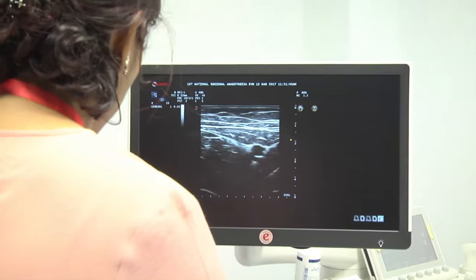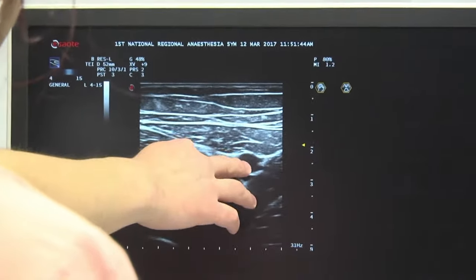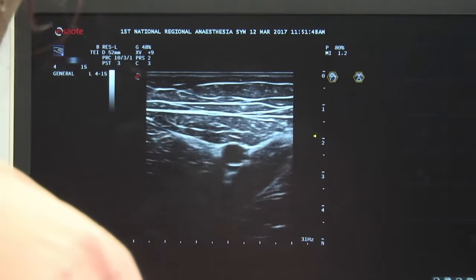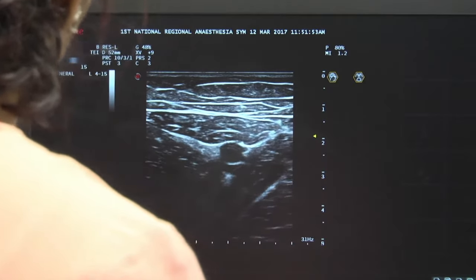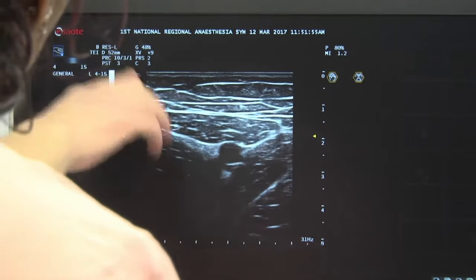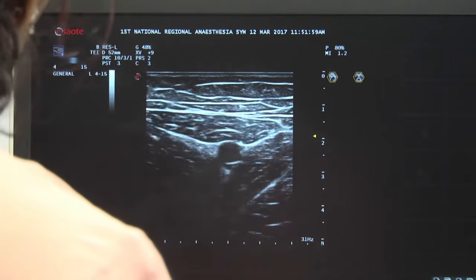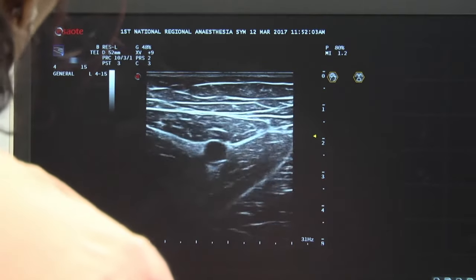you see the artery at the midpoint of the sartorius muscle. Like this? Yeah, right. And then good. Just around the nerve, but you have to penetrate the fascia of the sartorius muscle. That's all. That's it.